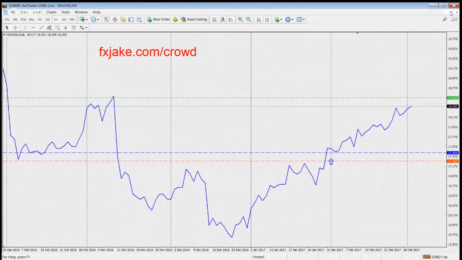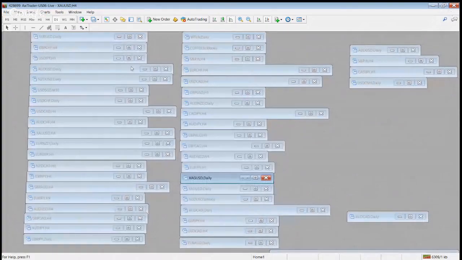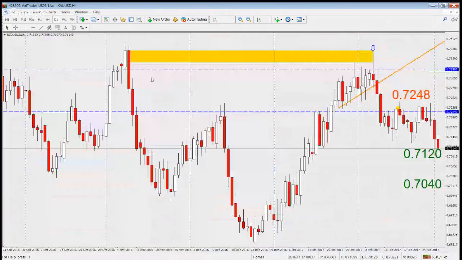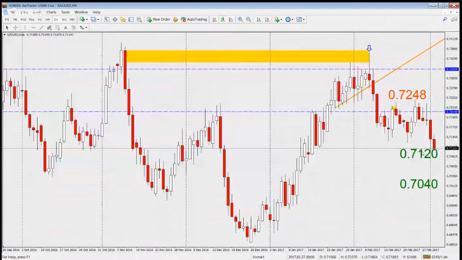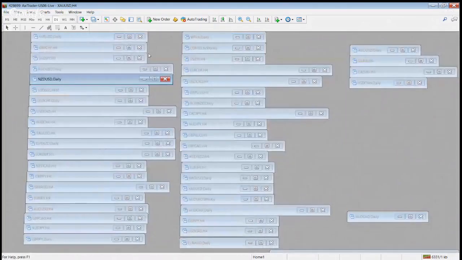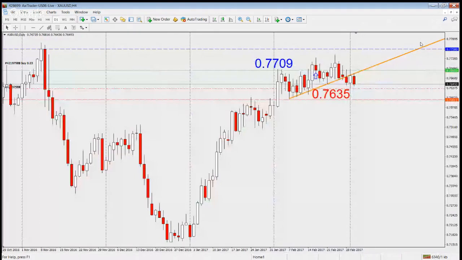So let's do another one. The bend is the reversal, exactly. So, just to clarify, my Kiwi trade finally hit the target. That was a sell up here. It finally hit 71.20. I'm waiting on the second target. My Aussie trade, I'm still holding on to, hasn't been stopped out yet.